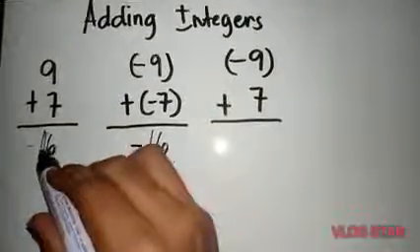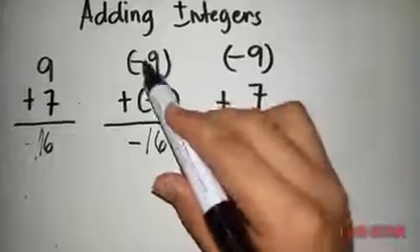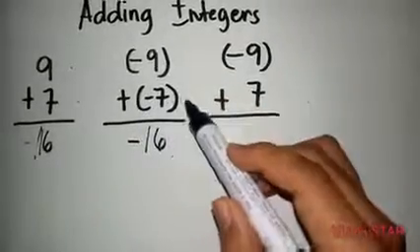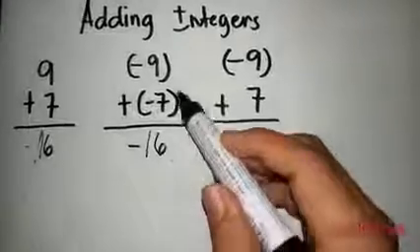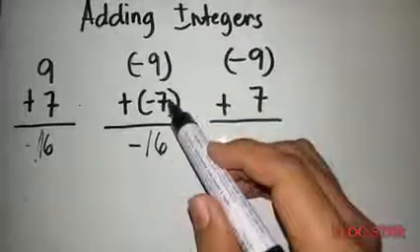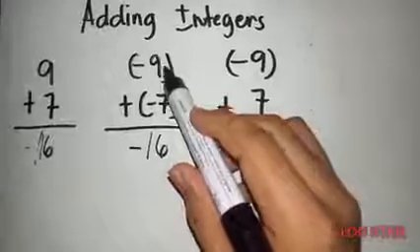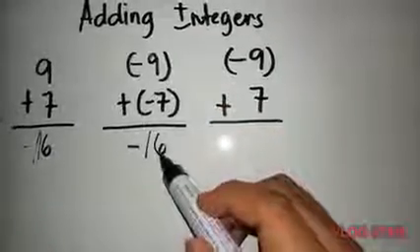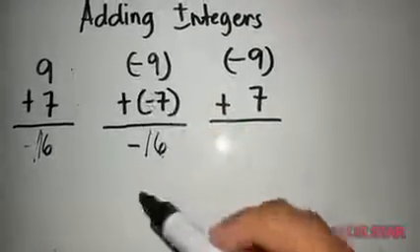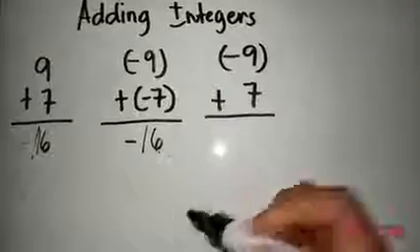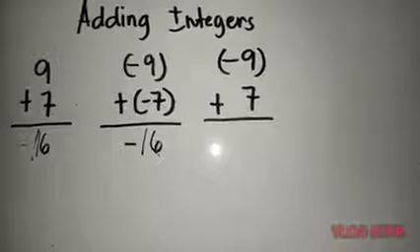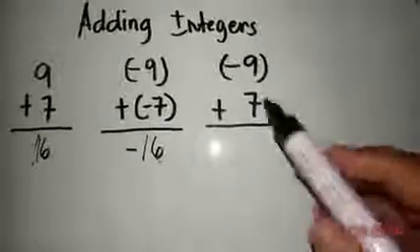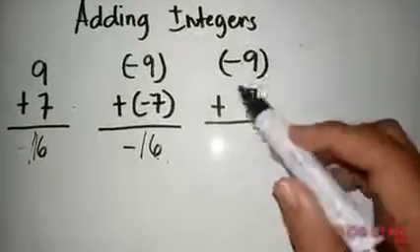So simply write 16. Then negative 9 plus negative 7, since they have the same sign or like sign, which is negative, simply add 9 plus 7, the answer is 16, then copy their negative sign.